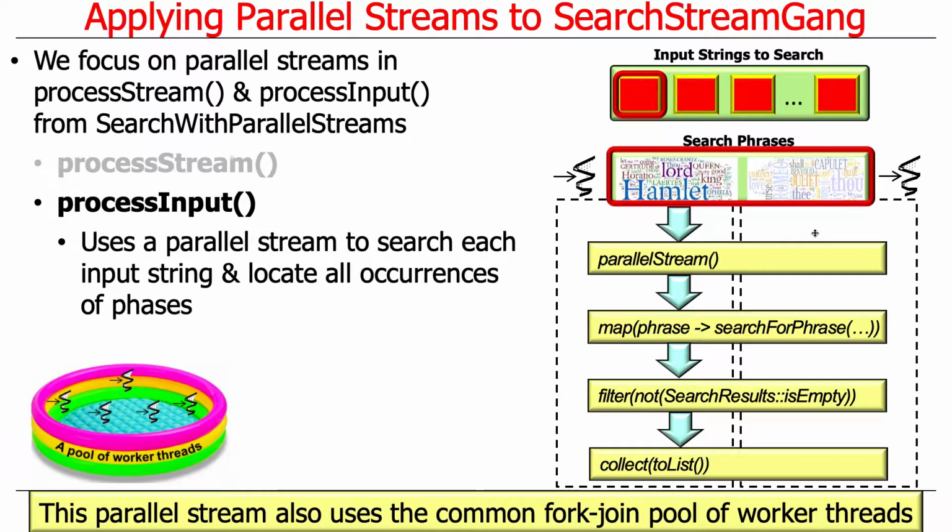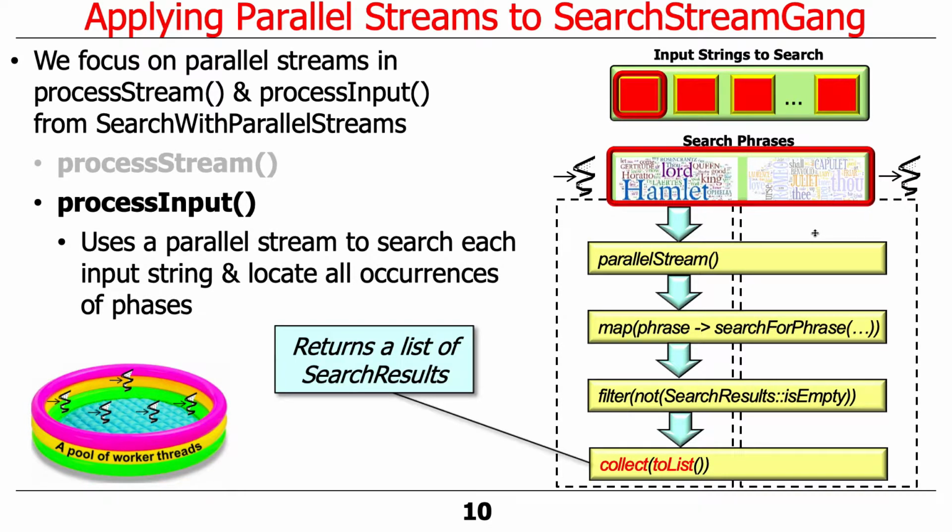The thing to remember here, and we'll talk a lot more about this later, is that these two parallel streams each use the common fork join pool, and every parallel stream in a given process uses the same common fork join pool. That is actually by design, and I'll talk about why they do it that way. It might be interesting to think through in your head, why do they do it that way? Why do they put everybody in the same pool? There's actually a good reason. And this will return a list of search results.